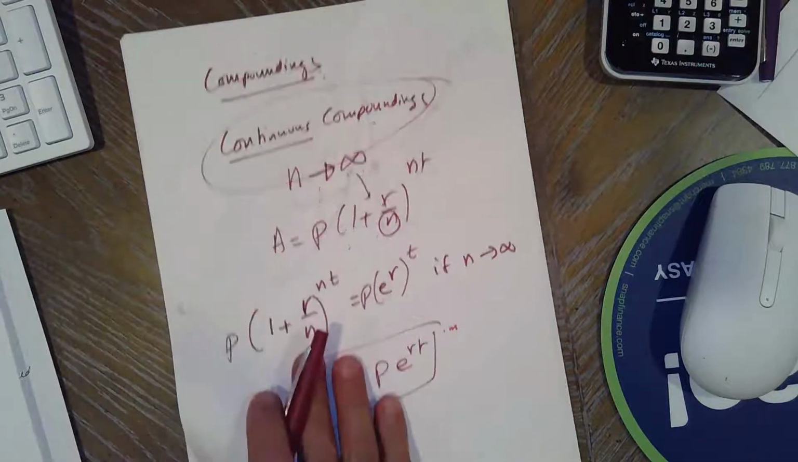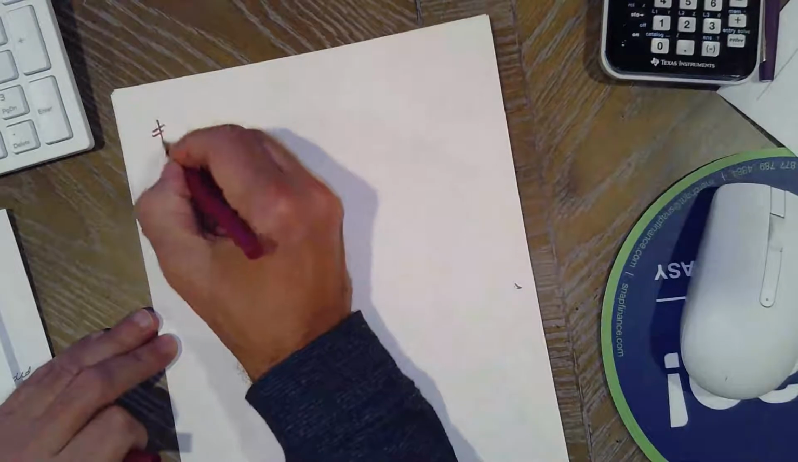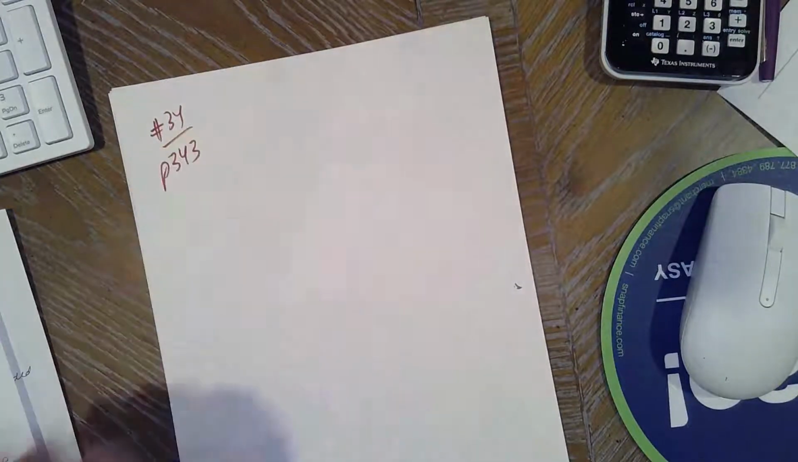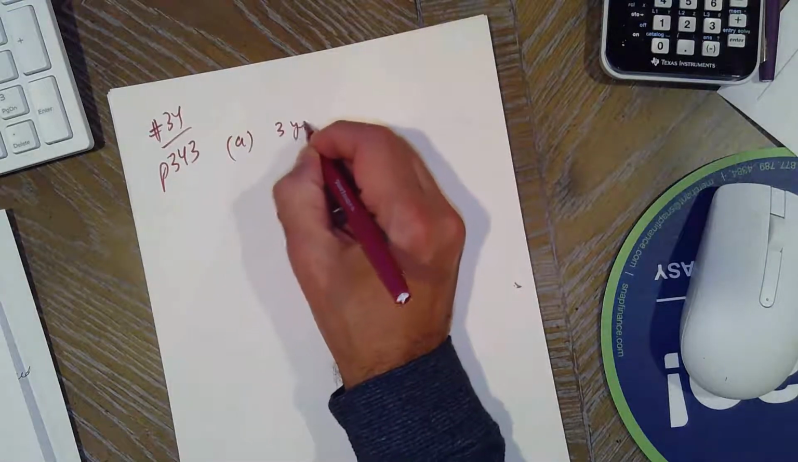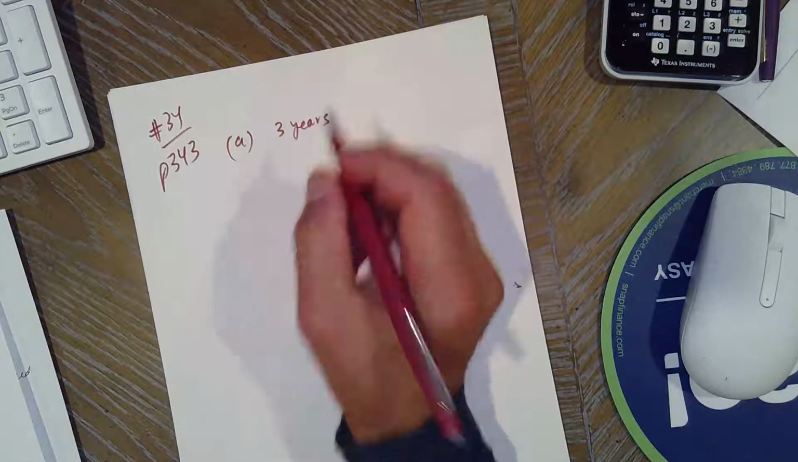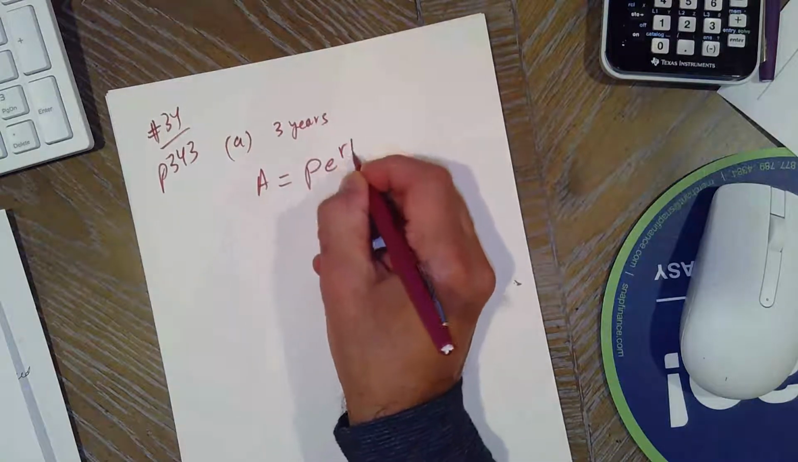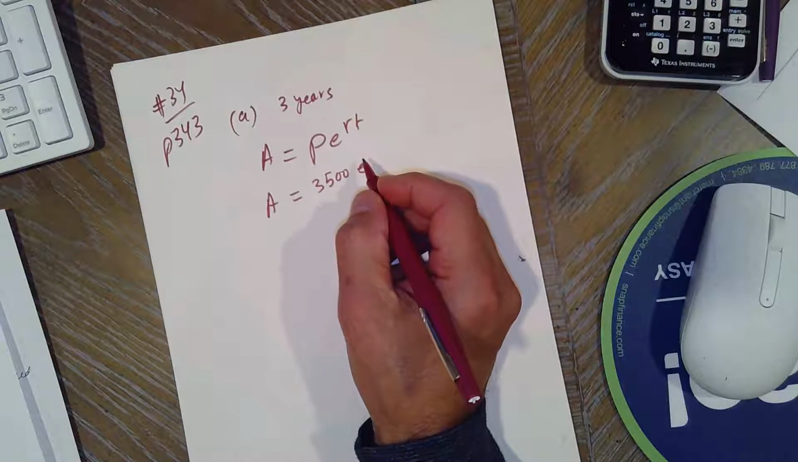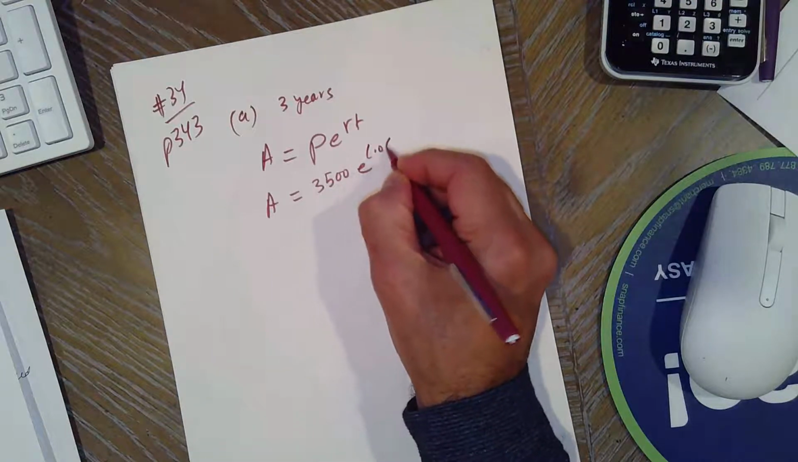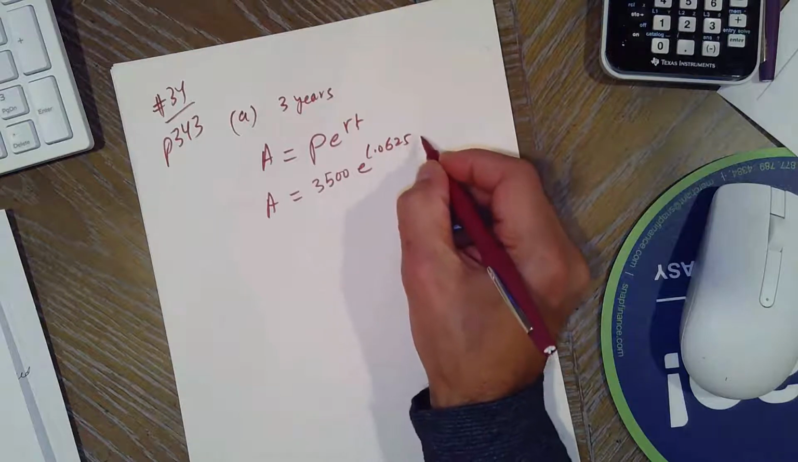So 34, page 343. It says if $3,500 is invested at a rate of 6.25% per year compounded continuously, find the value after 3 years. I'll do part A. So it says continuously compounded, so that's how I know this is the formula. The principal is 3,500. e is e. The rate is 6.25%, 0.0625. And the time is 3 years.